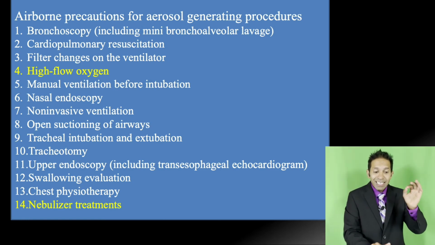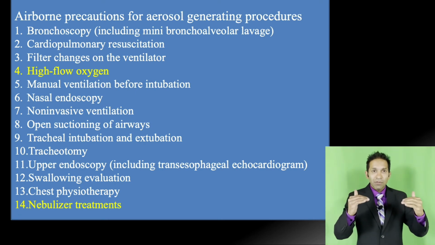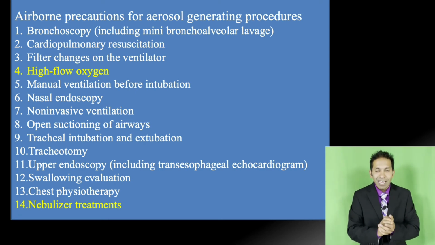Fifth is manual ventilation before intubation. Sixth is nasal endoscopy. Seventh is non-invasive ventilation, BiPAP. Option 8 is open suctioning of airways. 9 is tracheal intubation and extubation. Option 10 is tracheostomy. Option 11 is upper endoscopy. Option 12 is if you're doing speech and swallow evaluation of the patient. Point number 13 is chest physiotherapy, and point number 14 is nebulizer treatment.